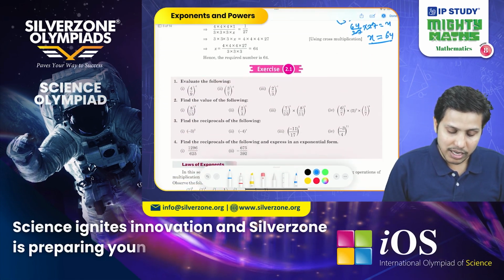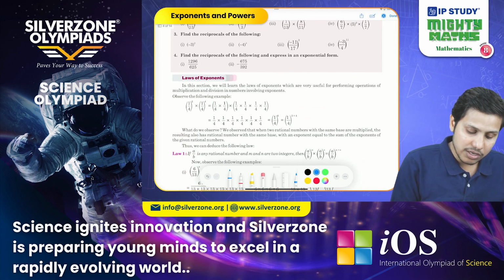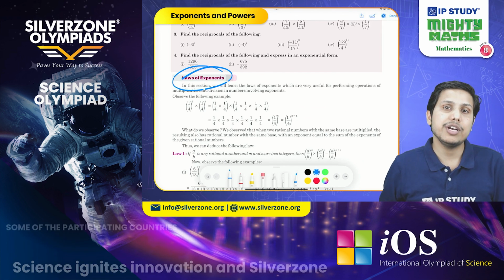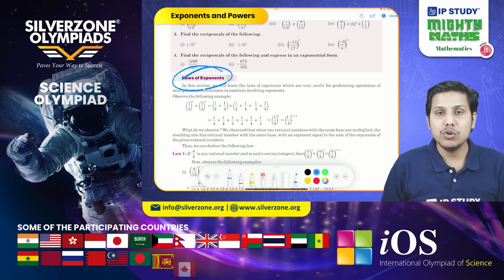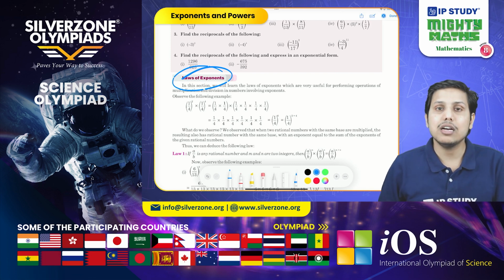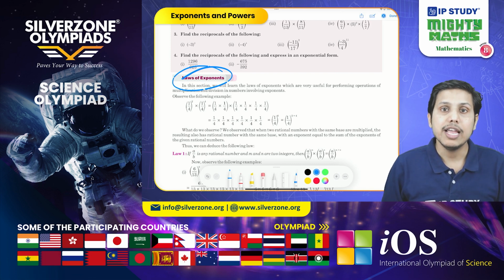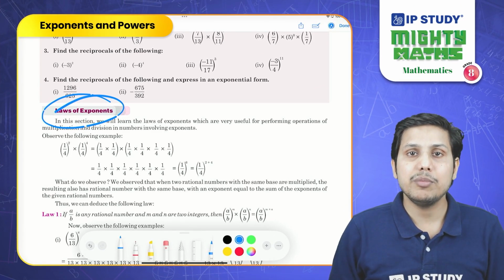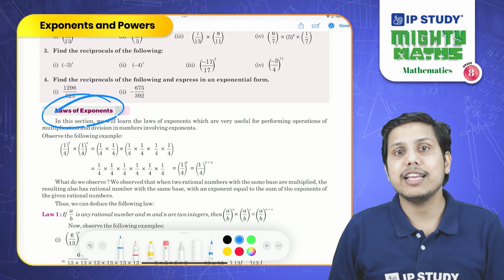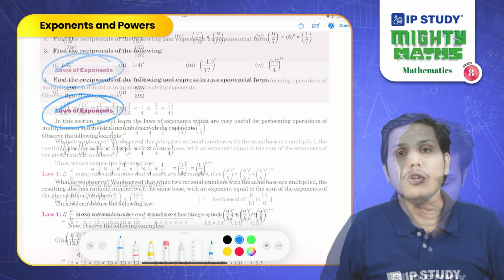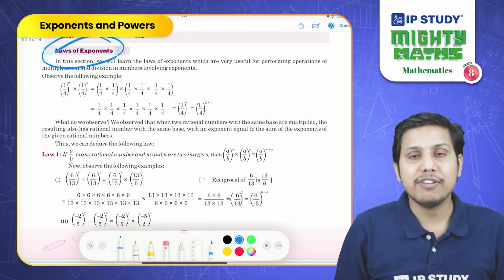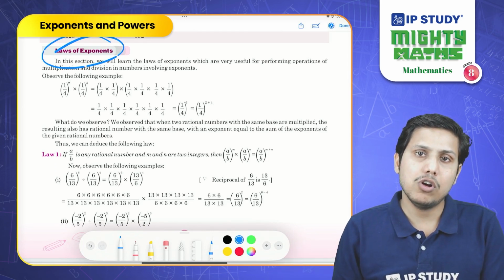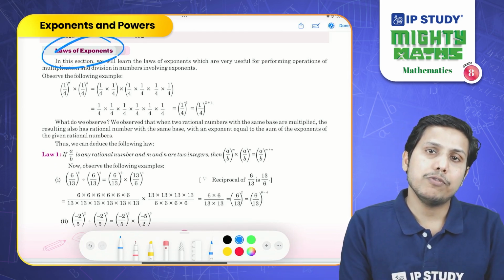Yes students. Now moving to the next topic, laws of exponents. Students, we have already covered laws of exponents in our previous grades, and we know that laws of exponents make it easier to deal with exponents. The same laws of exponents that we have already understood will be applied with negative integer exponents also. So let us see. For that we have 5 laws: law 1, law 2, law 3, and there are extensions of laws which are considered as law 4 and law 5.